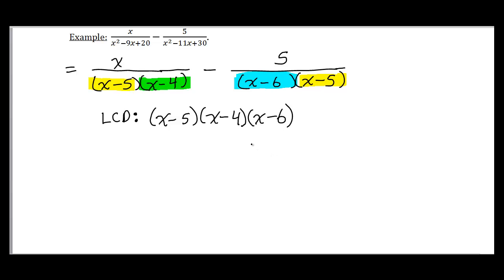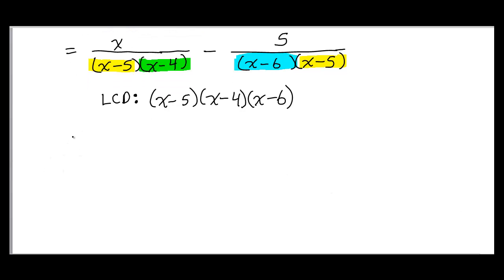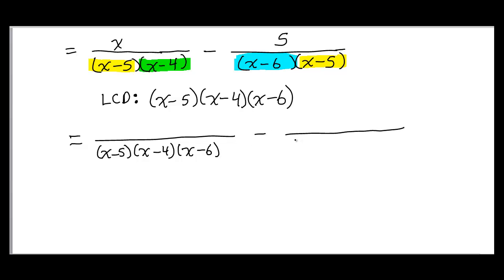And so if I want to subtract, then I'm going to have to rewrite these as equivalent fractions with that LCD in the denominator. So I'm going to have x minus 5 times x minus 4 times x minus 6. Keep my subtraction symbol. x minus 5 times x minus 4 times x minus 6.